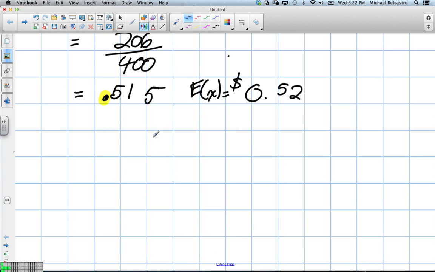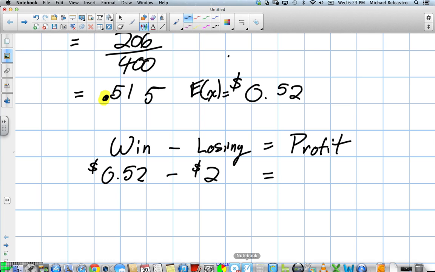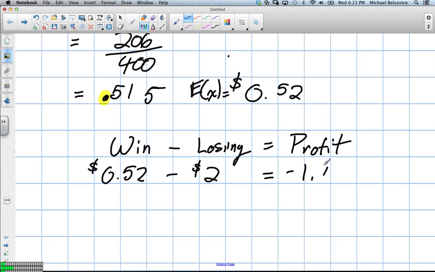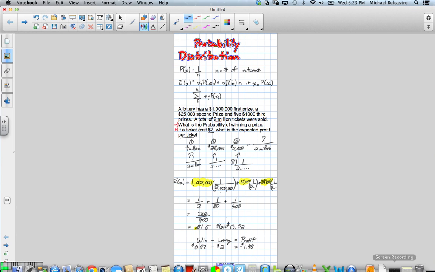But they told us that every ticket was $2. So what we're going to do is take our winnings minus our cost, and that will give us our profit per ticket, because the question asks what our profit is. If we expect to win $0.52 every ticket, but every ticket costs $2, our expected profit will be 0.52 subtract 2, which gives us negative 1.48. So we expect to lose $1.48 every time we buy a ticket in this lottery. That makes sense. A lot clearer, right?